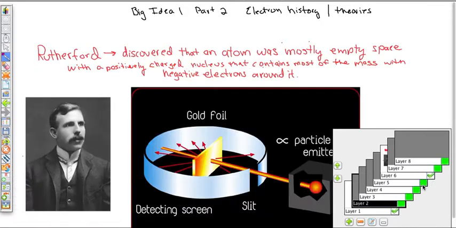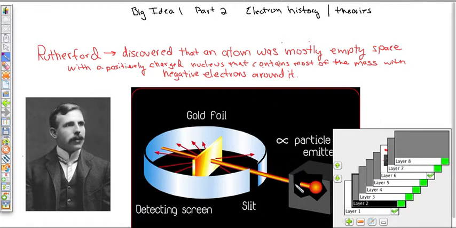And then who came along next was Ernest Rutherford, and in the early 1900s he did this experiment, which discovered that an atom was mostly empty space. And so he proposed that an atom had a positively charged nucleus that contained most of the mass, and it had the negative stuff around it.